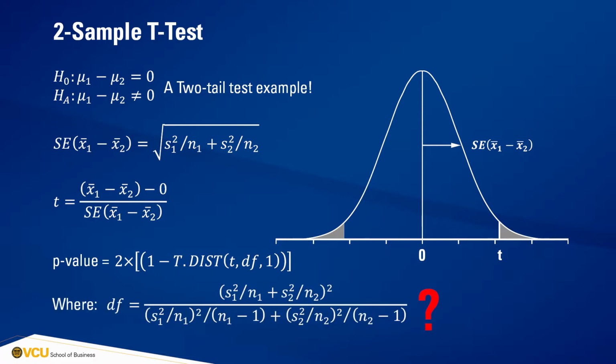And that's where things get a little complicated because the formula for degrees of freedom in the case of two independent samples, as you can see, is not for the faint of heart.